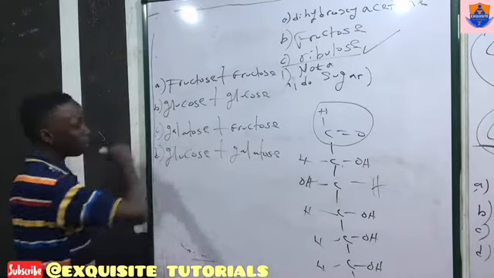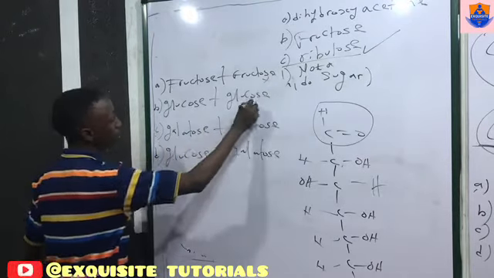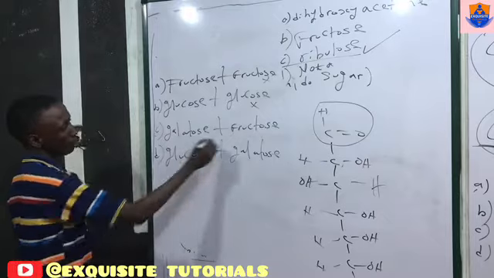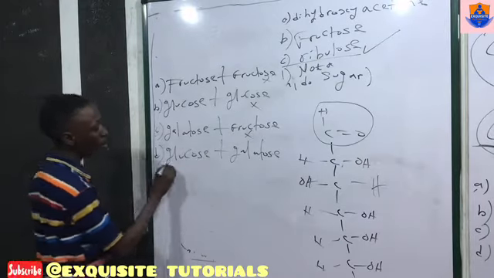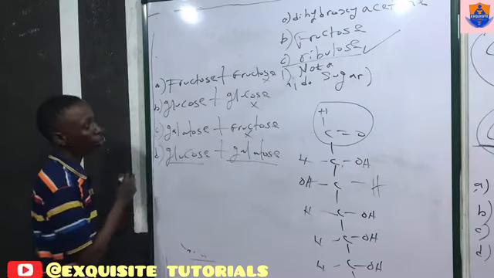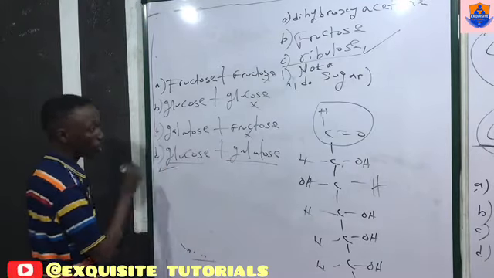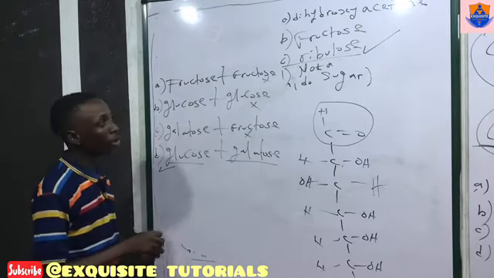If you went for A, of course, you'll be very wrong. If you went for B, you'll also be very wrong. If you went for C, you'll be wrong. Then D, lactose is a combination of glucose and galactose.